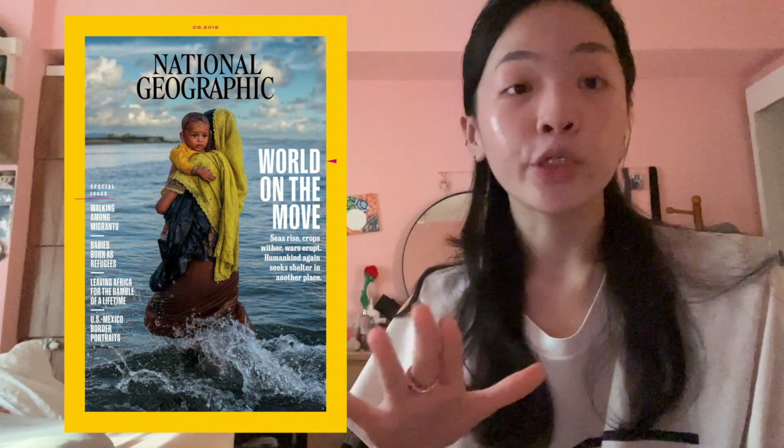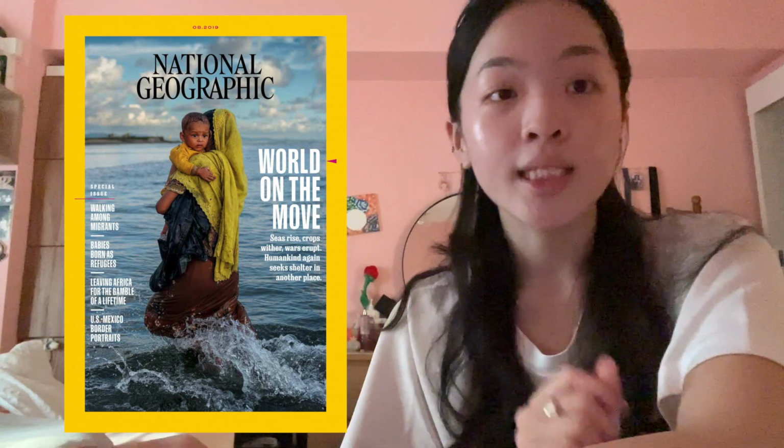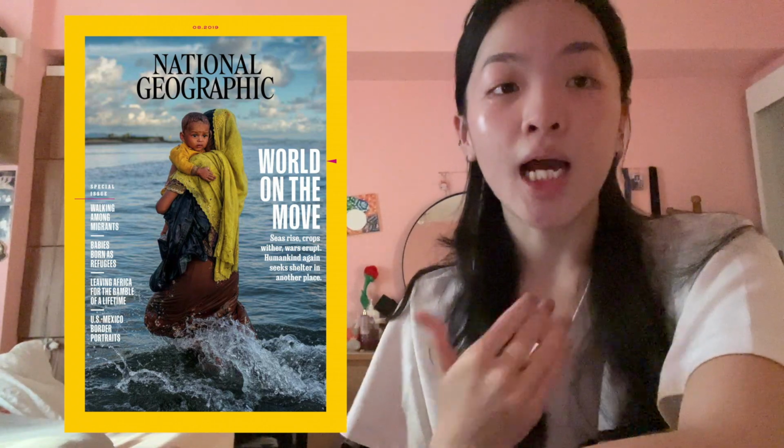Number one, I'll be talking about the National Geographic one. And straight off the bat, you can see that there's a really thick yellow border, which is National Geographic's color. To be really straightforward, this National Geographic magazine is about human mobility. As you can tell here with the world on the move and the special issue about migrants, refugees, and all of that, this is about humans moving from place to place. So this is why I listed the theme as human mobility.